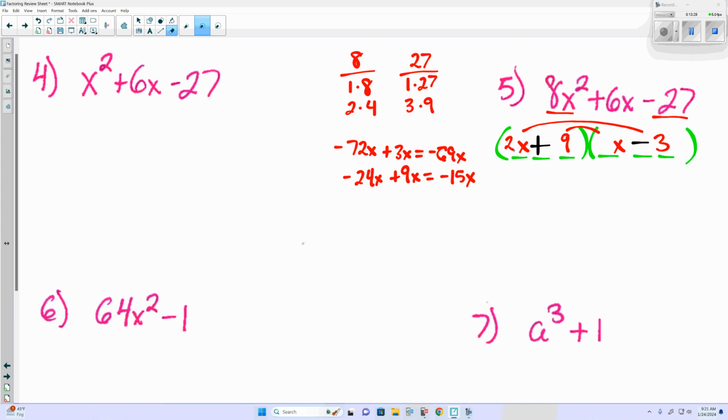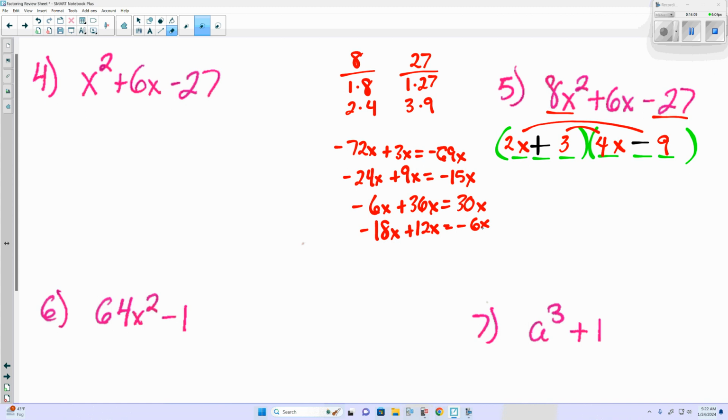What might work a little better is 2 and 4. We might need to switch it, but we can start here. 2x times negative 3 is negative 6x. 9 times 4x is plus 36x. So let's switch the 3 and 9. 2x times 9 is negative 18x. Doesn't look promising so far, but 3 times 4x is plus 12x, giving us negative 6x.